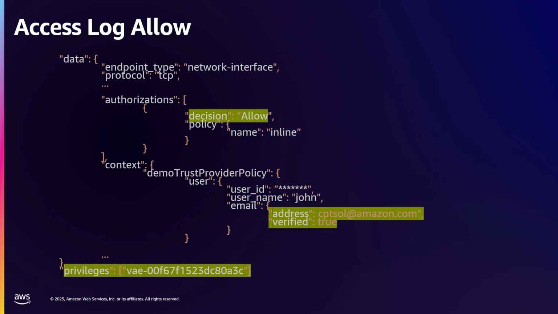We take a look at the user information. We see that the user is named John. And John has an email address, which ends in Amazon.com, and it has been verified by the trust provider. So in this interaction, it complies with the CEDAR policy that we defined for the endpoint. So this access was allowed. Now, the privileges field at the bottom contains the ID of the AVA endpoint that this authorization decision was made against.